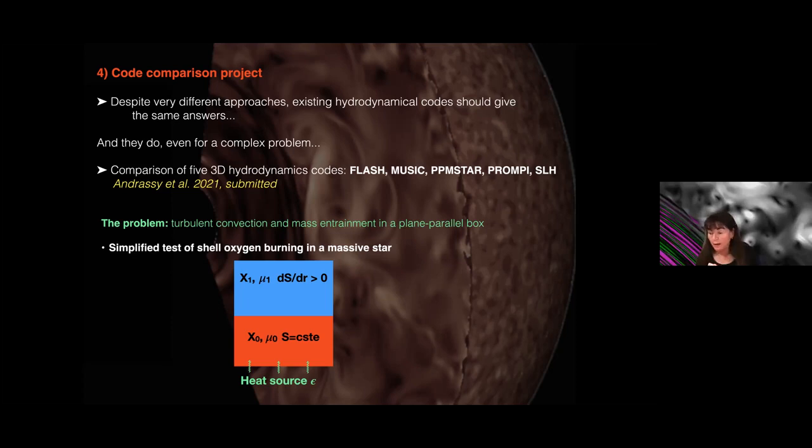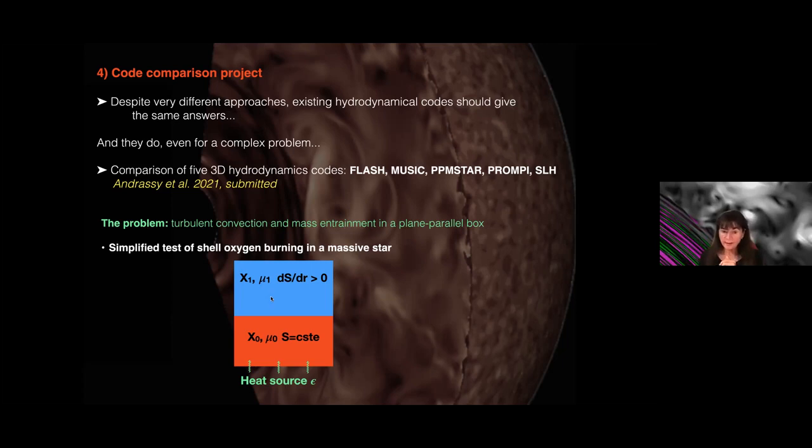And the problem is complex. It's not the usual hydrodynamical benchmark that any hydro code should do. It's something more complex, related to turbulent convection and to mass entrainment in a plane parallel box. It's a simplified test of shell oxygen burning in a massive star. I will describe it because I think this is important. This type of code comparison effort gives some validity and credibility to those numerical simulations.